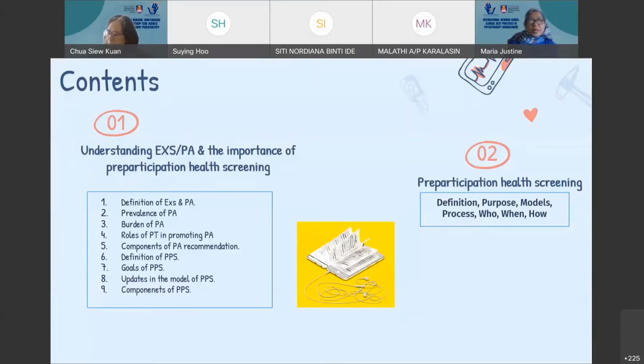All right, so these are the contents of the first presentation: understanding exercise or physical activity and the importance of pre-participation screening. Among others, we will look at the definitions of exercise and physical activity, and the prevalence and burden of physical inactivity. What are our roles as physiotherapists in promoting and implementing physical activity? What are the components of physical activity recommendations? We will try to define screening or pre-participation screening. What are the goals of pre-participation screening? What are the updates in the new model of pre-participation screening, and we'll be looking at the components of the screening.